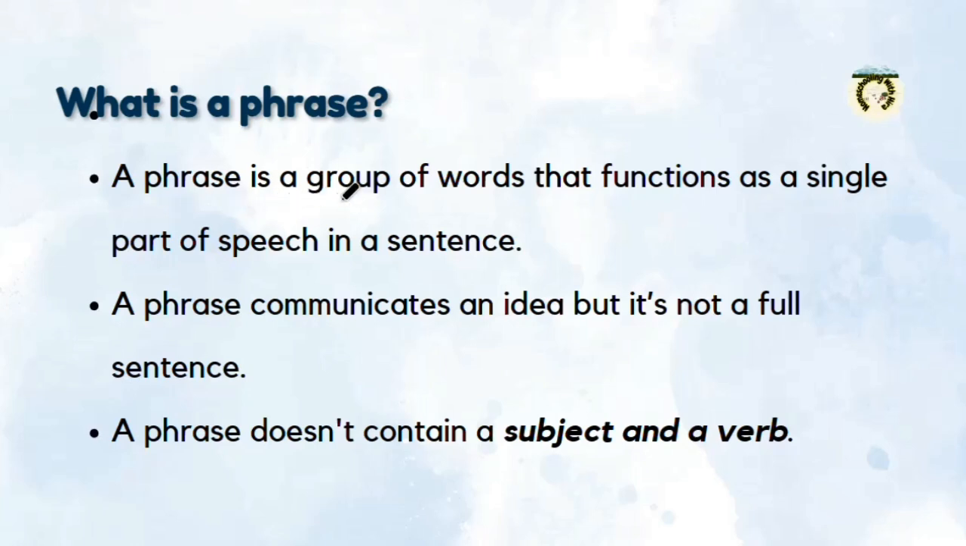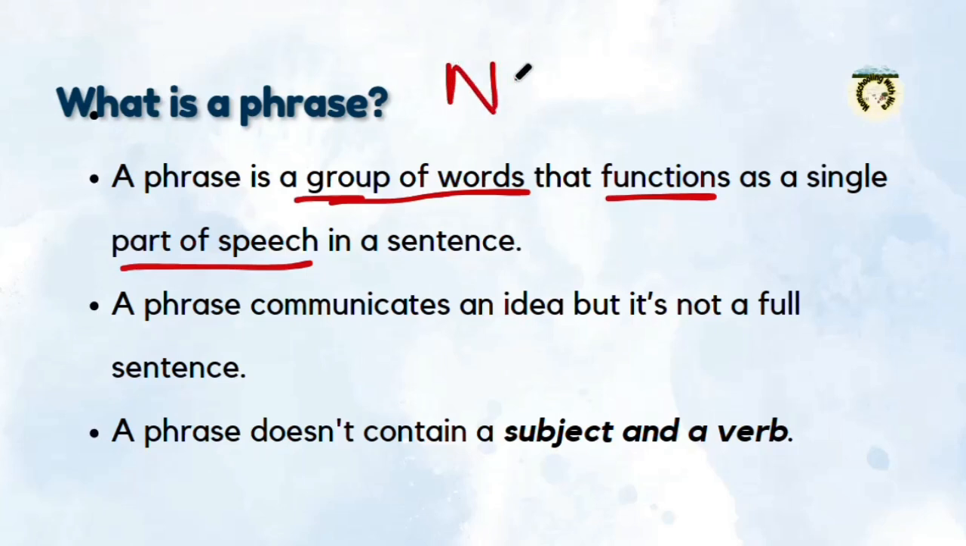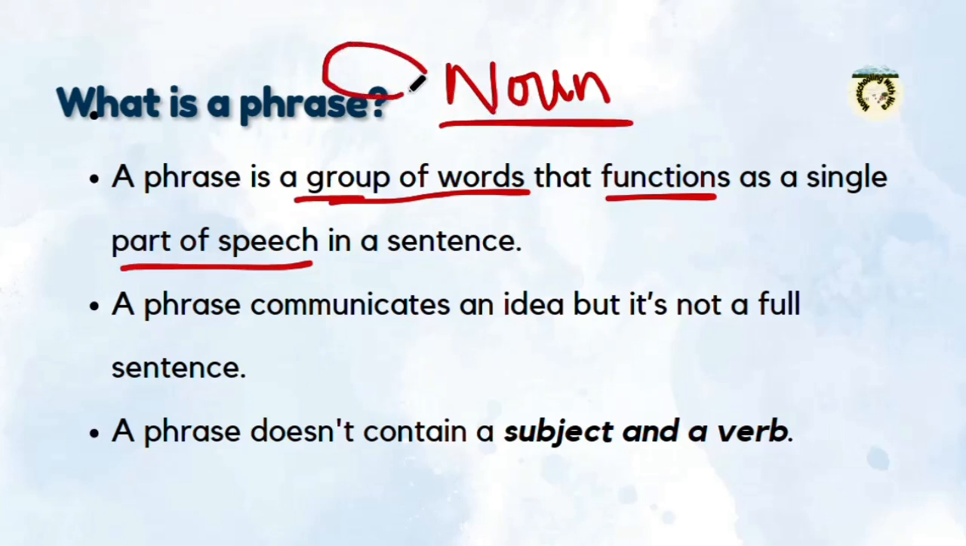So a phrase is a group of words. This is the main point. A phrase is a group of words that functions as a single part of speech in a sentence. I hope you all know what the parts of speech are. Parts of speech means nouns, pronouns, adjectives, adverbs, etc. Right? So, what is a phrase? A phrase is a group of words. We have a noun, it's a single thing. But if we have a group of words with a noun, that is functioning as a noun in a sentence, you will call it a phrase.